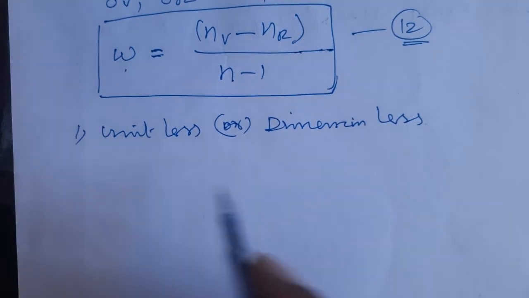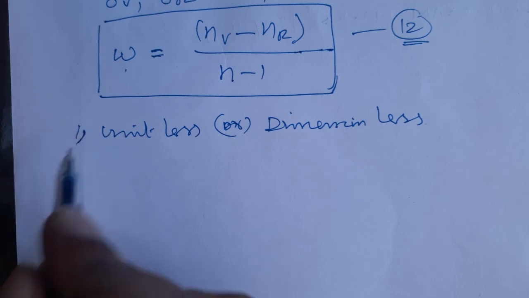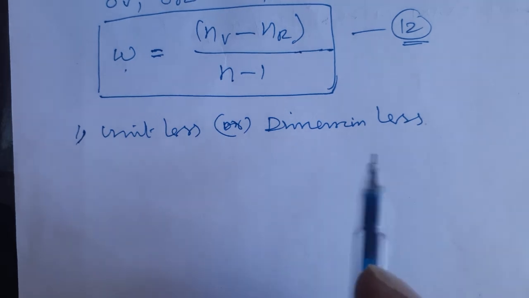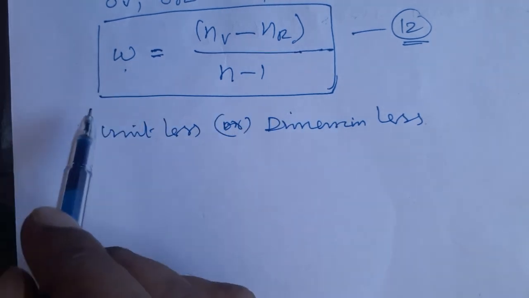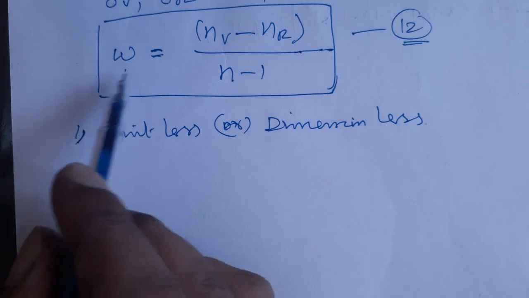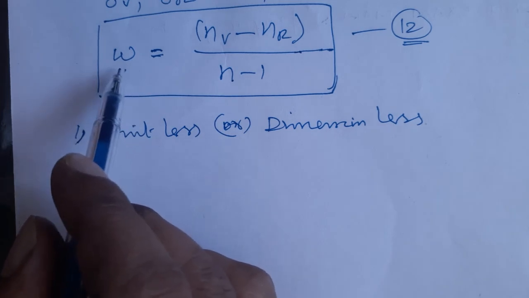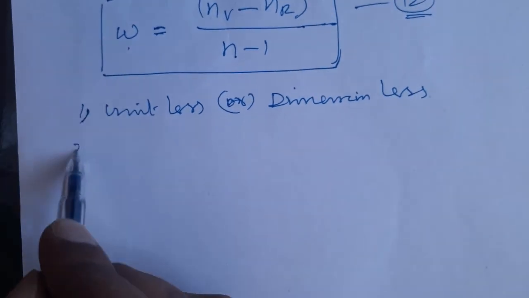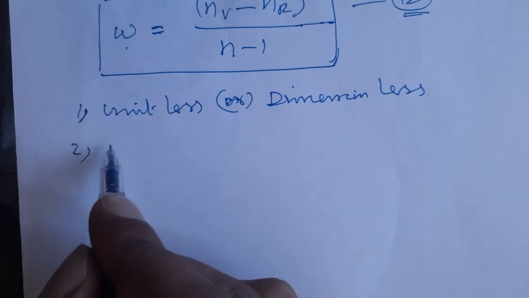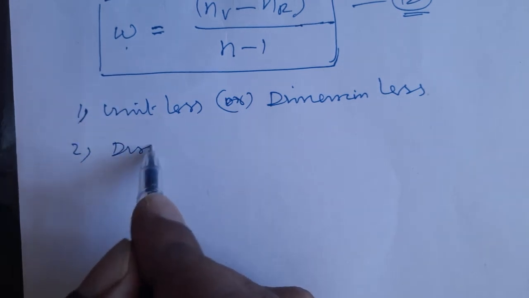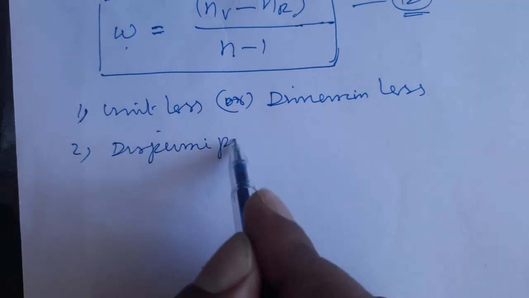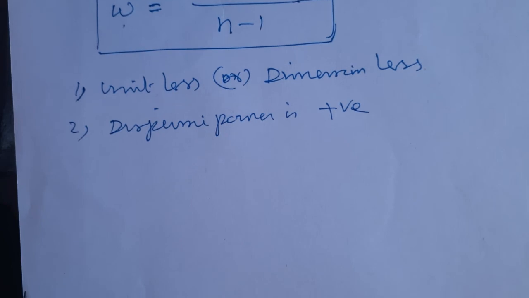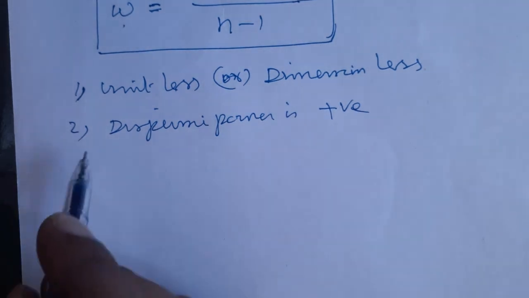Among the 4 physical quantities given, choose the unitless or dimensionless physical quantity. Among the 4, one of the physical quantities will be given as omega, dispersive power. So you are supposed to pick omega as the answer, as it is unitless and dimensionless. Then omega is always positive. Dispersive power is a positive value only. No negative value is allowed here.